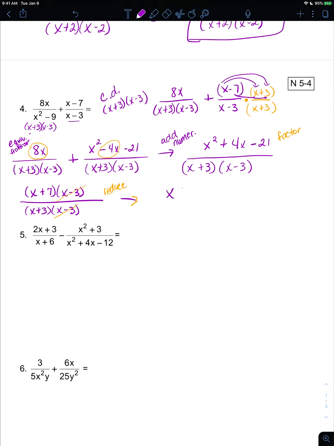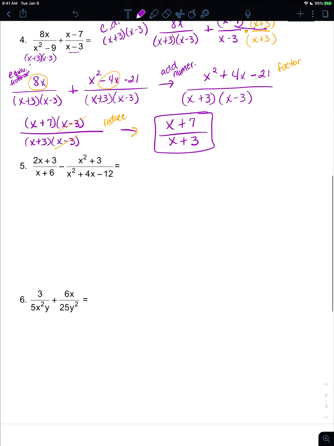Our final answer then is x plus 7 over x plus 3. Okay, so number 5, we see that we've got some different kinds of terms here, so I'm just going to see if we can factor anything so that we can come up with what this common denominator is.